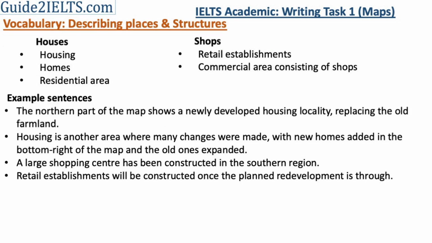In a map, there are different places and structures. Let's discuss these. We often see houses mentioned in maps. Some synonyms that can be used are housing, homes, residential areas, etc. Similarly, for shops, we can write retail establishments or commercial area consisting of shops. Some sample sentences using these are on your screen.